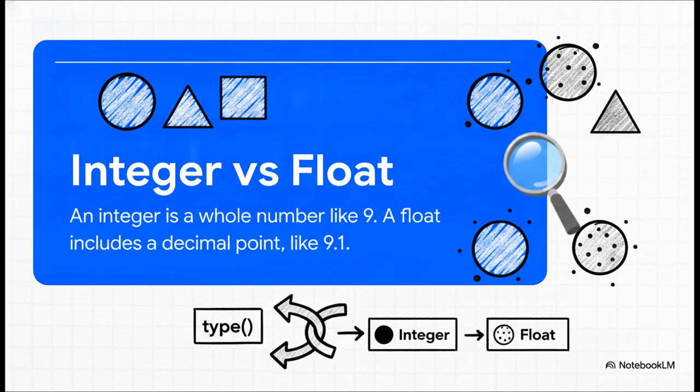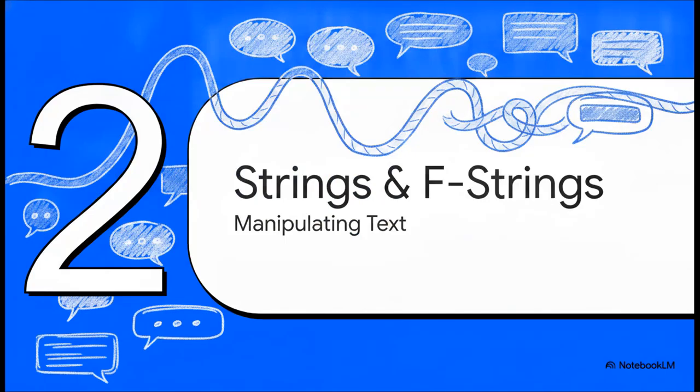Just like instructors Sir Hamza and Sir Najam showed us, Python's built-in type function is a real lifesaver here. You literally just wrap a variable in type(), and Python explicitly tells you how it's allocating memory right behind the scenes. So handy. Moving on to part two, strings and f-strings.